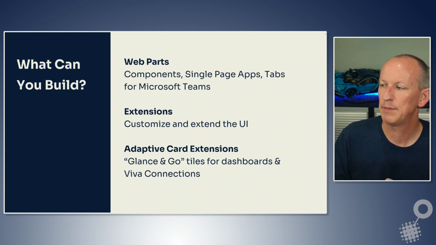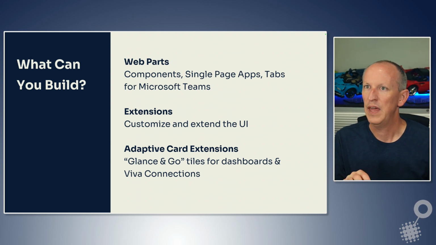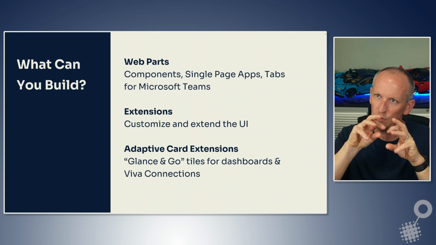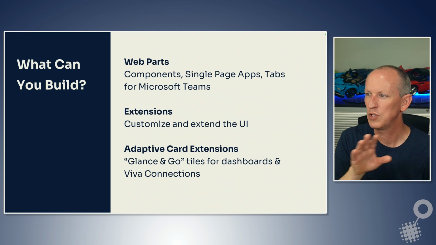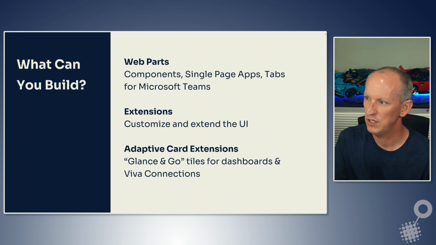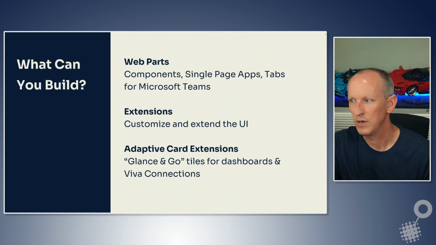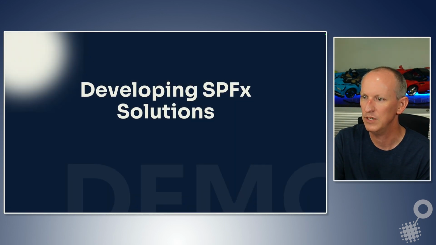The last one is an adaptive card extension. These are like little tiles that, if you click on the tile, it opens up a bigger tile, and then you can do some quick little action with it, and then that little tile goes away. These are going to show up on dashboards. They're also used as a way to customize Viva Connections, which is essentially just SharePoint in an app within Teams, right? I'm going to show you how to do web parts today. The other two options are a little bit deeper than we want to dive into.